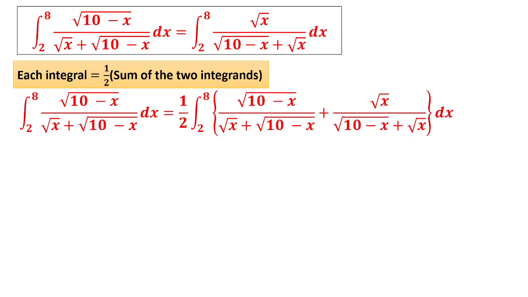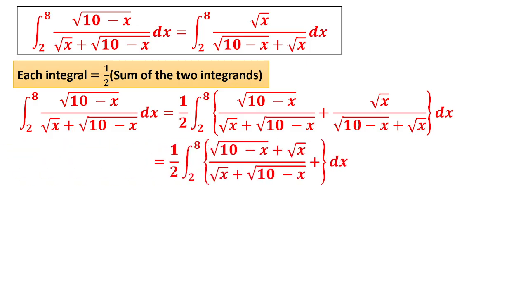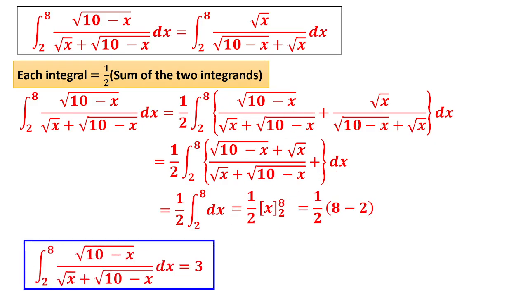What will happen when I add the integrands? Denominators are same, add the numerators, numerator getting cancelled. So it is simply integral dx. Therefore, the answer is half into 6. Therefore, the answer is 3.